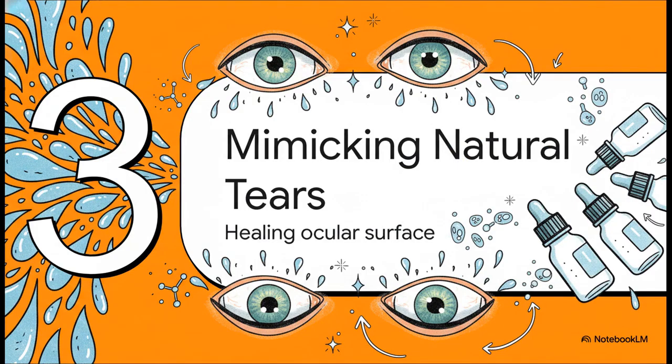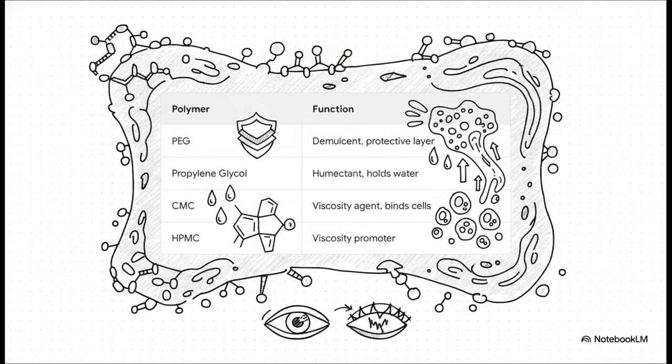Section 3, mimicking natural tears, healing the ocular surface. So knowing how that vicious cycle works, how do we actually intervene and heal the eye? Well, modern artificial tears use some incredibly high-tech polymer formulations to basically rebuild your tear film. They act like tiny molecular sponges and shields. Take polyethylene glycol, or PEG. It acts as a soothing demulcent that forms a protective layer. Then there's propylene glycol, which is a humectant that actually holds water.